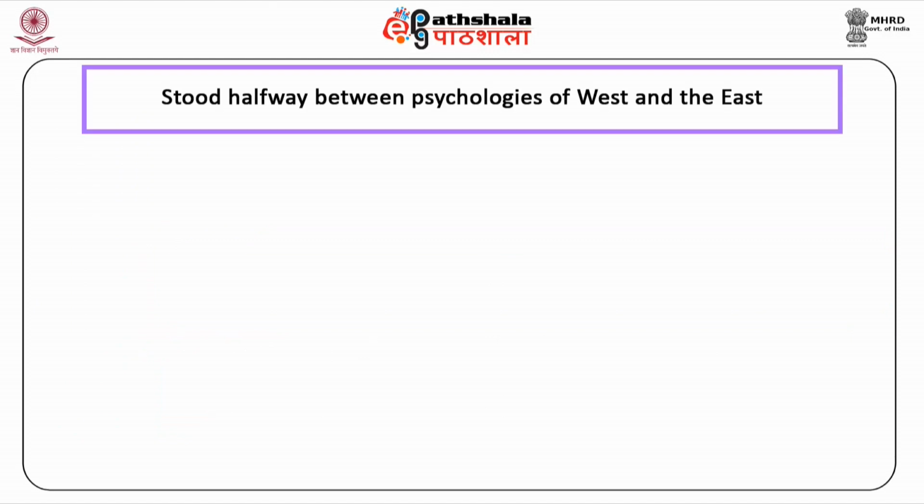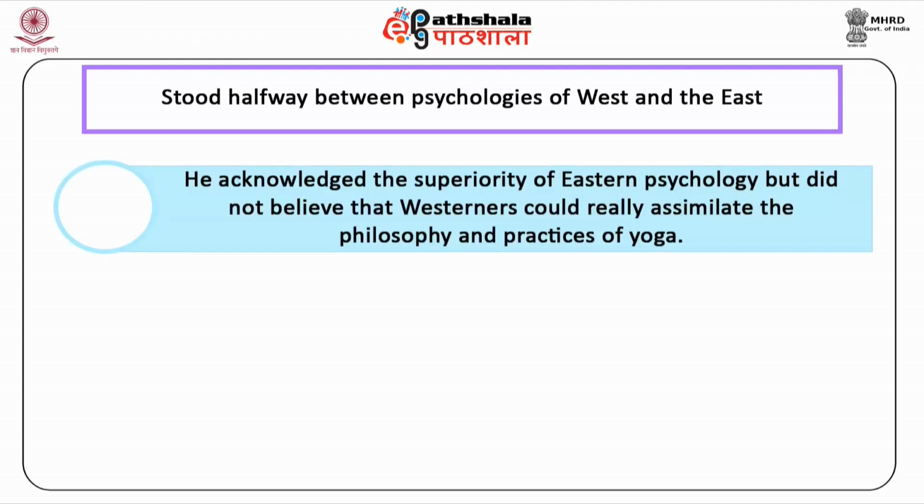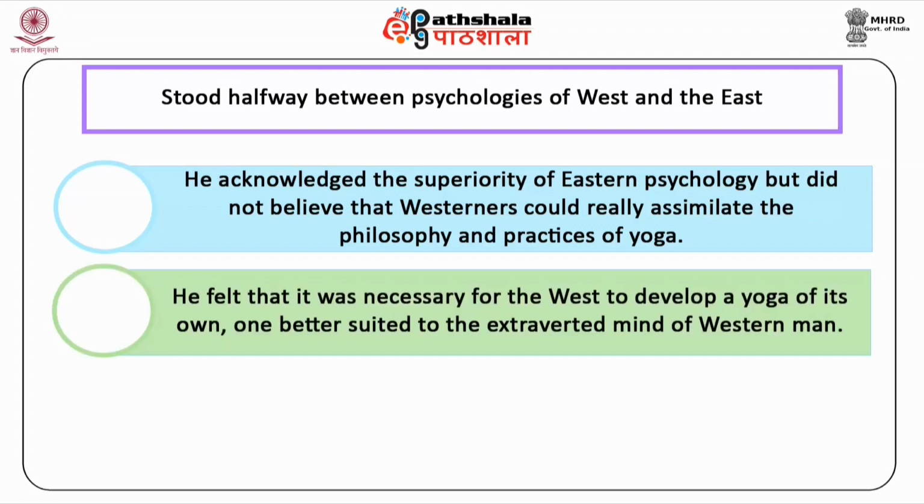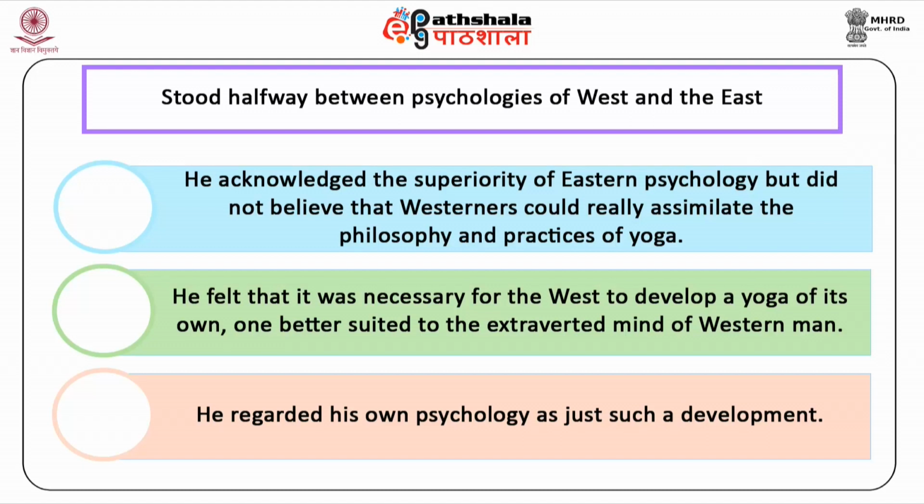Jung stood at a point halfway between the psychologies of the West and the East. He acknowledged the superiority of Eastern psychology but did not believe that Westerners could really assimilate the philosophy and practices of yoga. He felt that it was necessary for the West to develop a yoga of its own, one better suited to the extraverted mind of Western men, and he regarded his own psychology as just such a development.